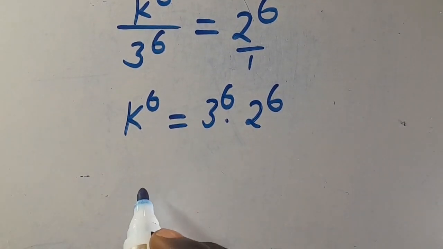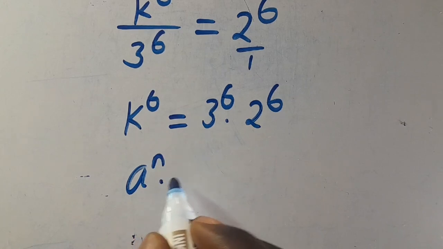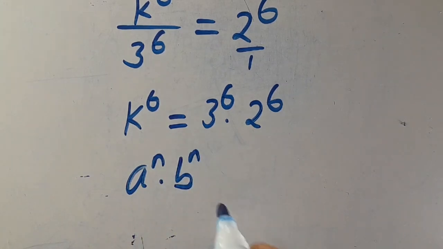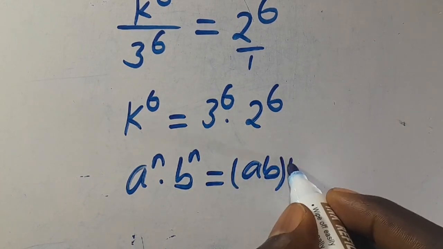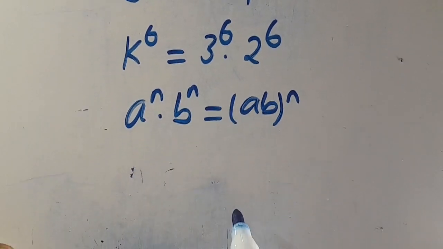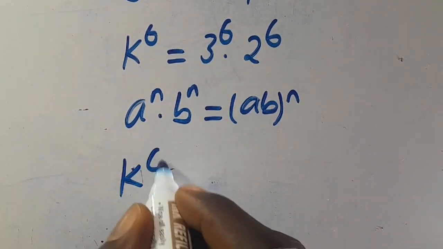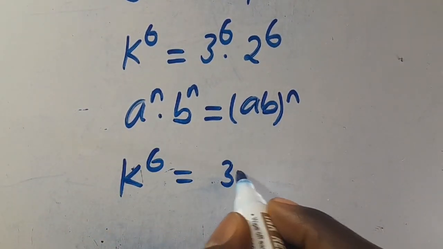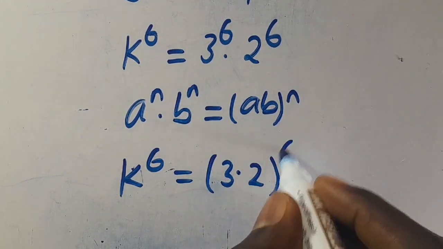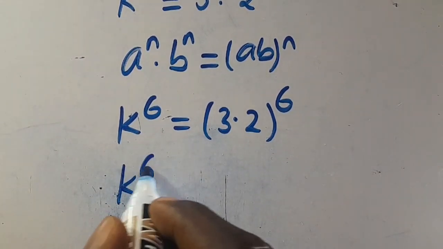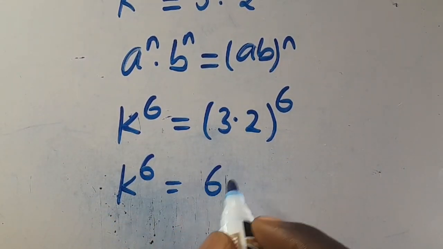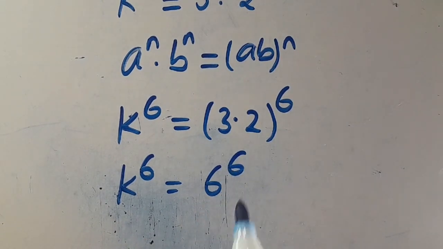Then also you recall, when you have a to the power of n multiplied by b to the power of n, this equals (a times b), all in parentheses, to the power of n. So we have here k to the power of 6 equals (3 times 2), all in parentheses, to the power of 6. So k to the power of 6 equals 6 to the power of 6. 3 times 2 will give us 6, then to the power of 6.